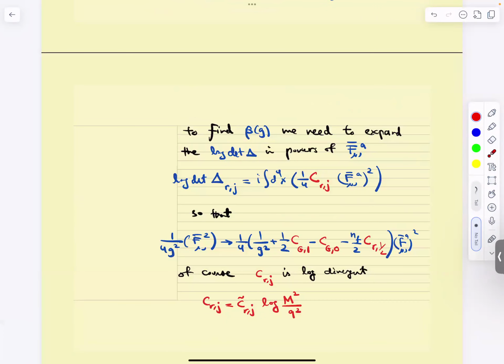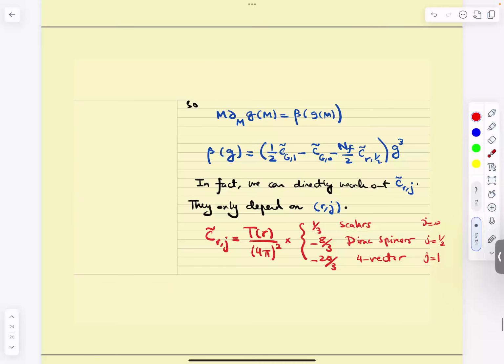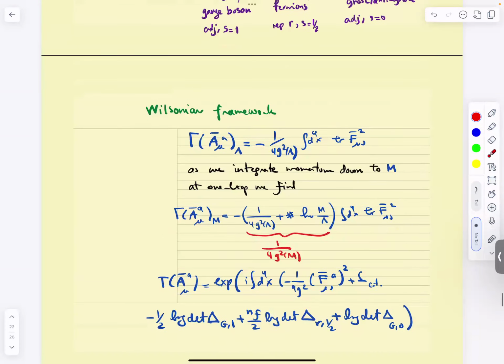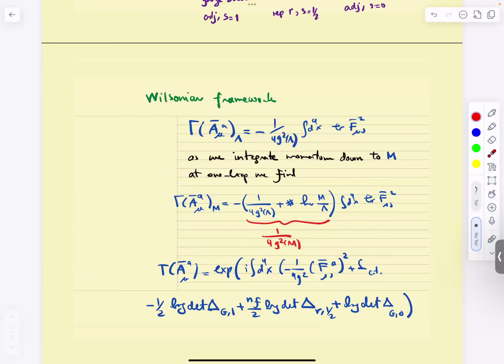To compute the beta function in the second method, I didn't want to do renormalized perturbation theory, so I did a Wilsonian framework, and I did a thin momentum shell integral. That changes the value of the coupling from 1/4 g squared to something that's shifted by a log of m over lambda. This is a log divergent term, but we're just doing an infinitesimal transformation, so we could isolate it this way.